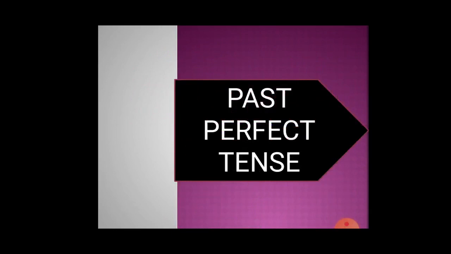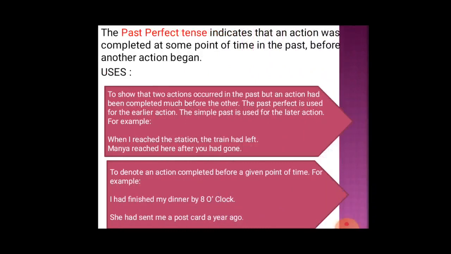Now the past perfect tense. The past perfect tense indicates that an action was completed at some point of time in the past before another action began. So here there are two actions, and the second action began just after the completion of the first action.